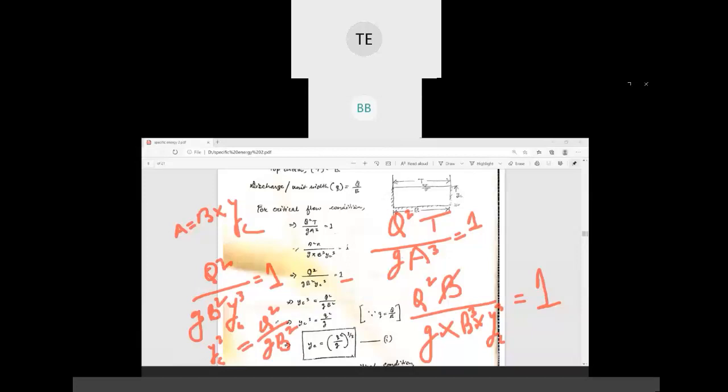Now we have a term called discharge per unit width, that is small q. Small q is nothing but Q by B. So here in this equation we have Q square divided by B square, so we can directly write YC cube is equal to small q square divided by G. Or you can write YC is equal to small q square divided by G, to the power 1 by 3.